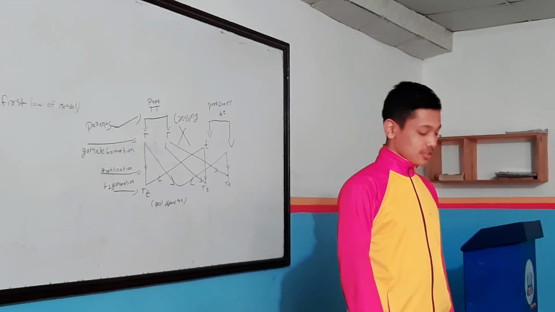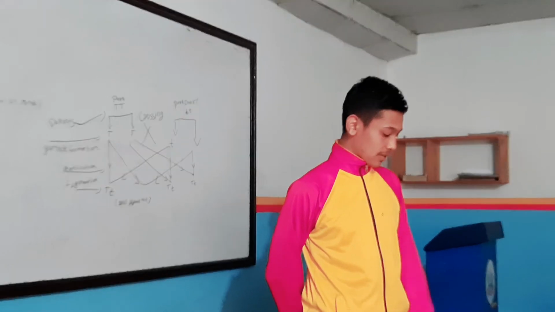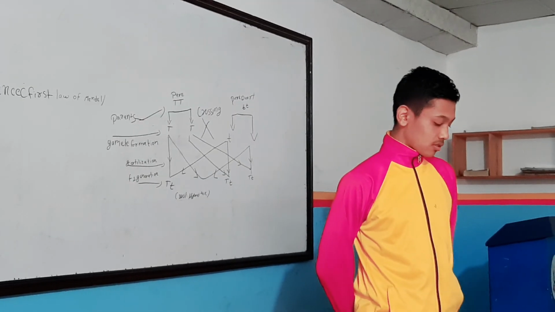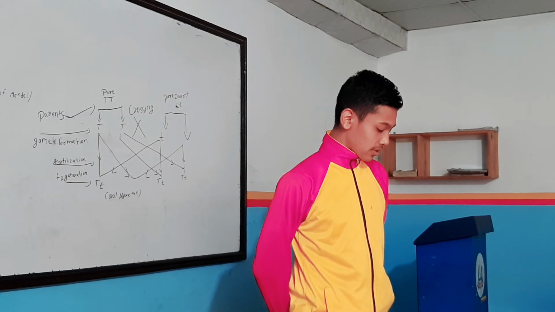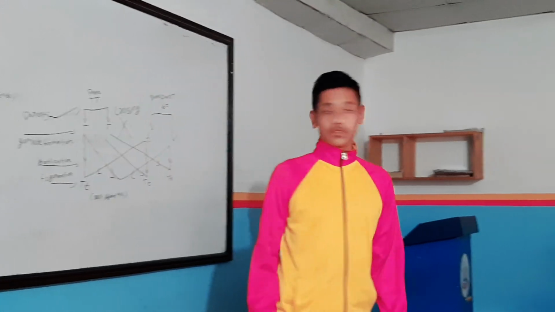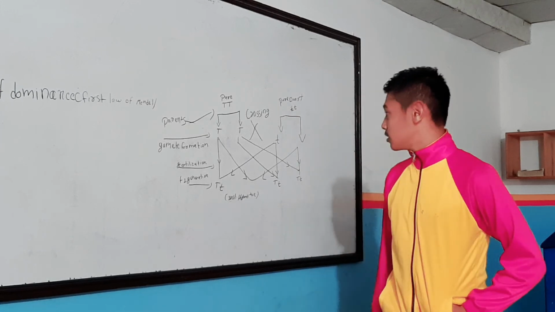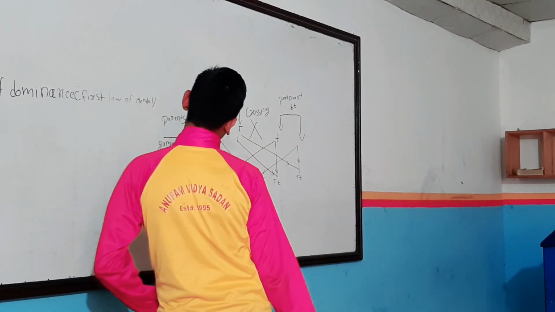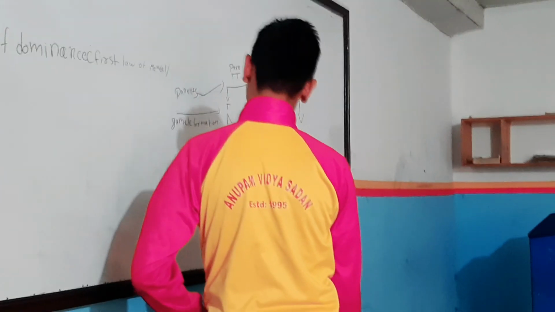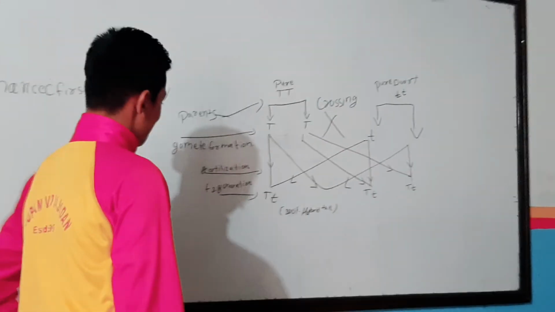Dominance: when a cross is made between a pair of pure contrasting characters, only one of them is able to express itself, while the other remains hidden. You can see the diagram of dominance. These are the parents, pure and pure. We have the F1 formation, and dominance like this.